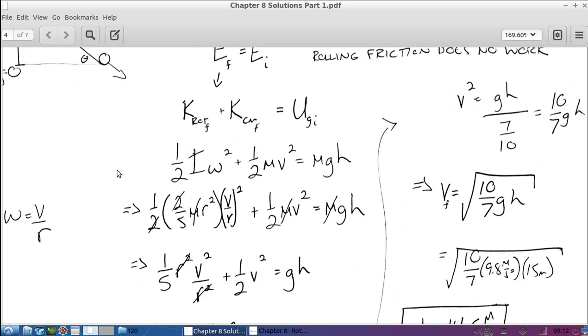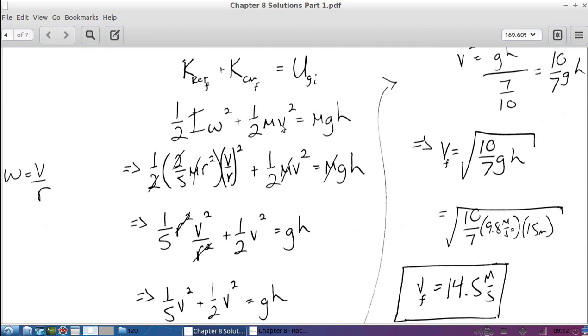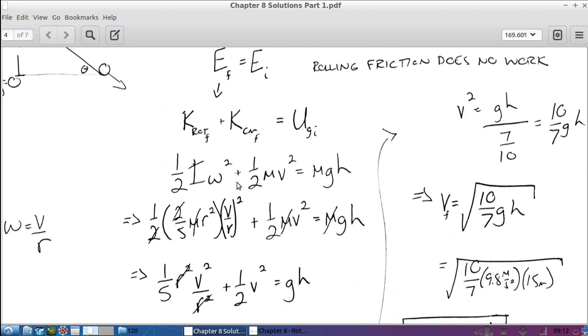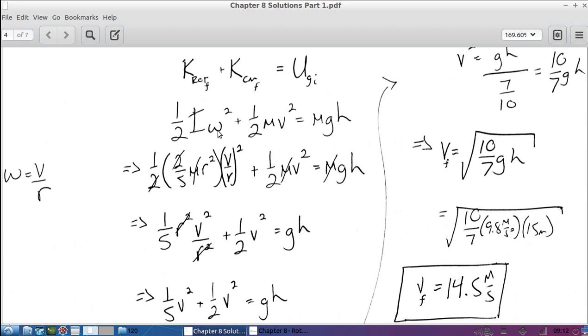Now I'm ready to substitute, right? Because what am I looking for? I'm looking for v. I'm looking for the linear velocity. But I have a problem over here with my rotational kinetic energy term, right? It's got I, which is okay. All right, I've got the mass and the radius, right? I can calculate that. But it's got omega. So I'm going to substitute, and again, I'm going to wait till the very end to substitute my values because I want to see variables that cancel to make my calculation easier.